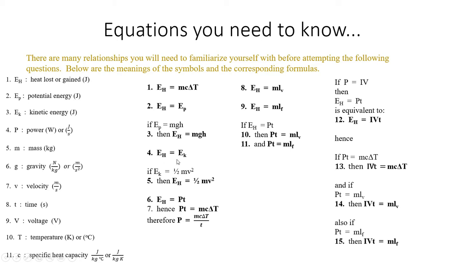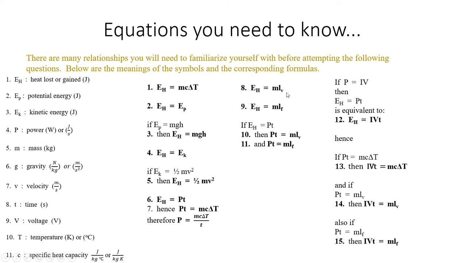We have EH is equal to EK. So if EK is equal to a half MV squared, then if you substitute those values for EK, you will see that EH is equal to a half MV squared as well. EH is equal to power times time. Hence, power times time could be equal to MCΔT. So we see that up here for question 1, that EH is MCΔT, so we could put that in. And if we want to find power, given the mass, the specific heat capacity, and the change in temperature, we could divide it by time and we could get the power.